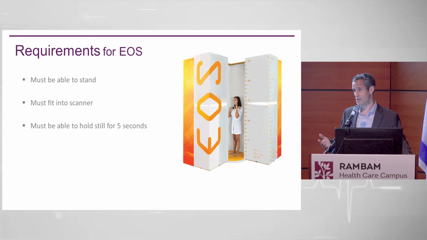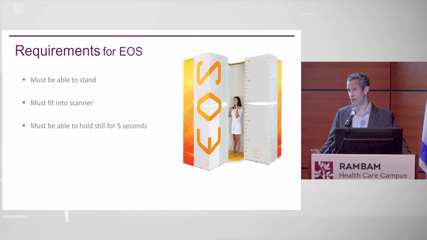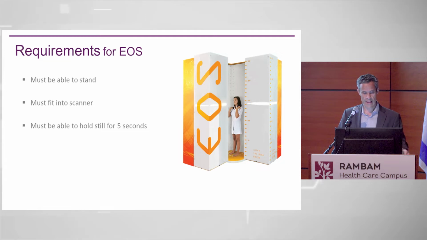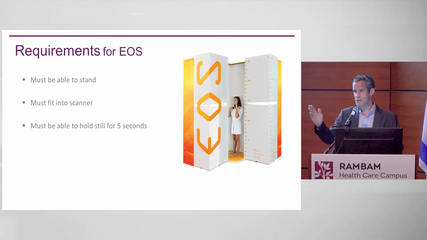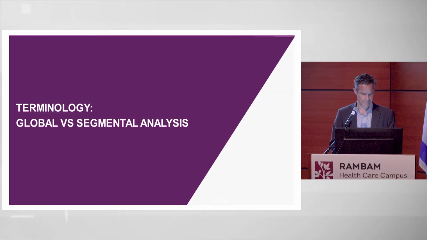The patients need to be able to stand up to be scanned. They must fit in the scanner. We have a few people that are so large that they can't fit in the scanner, but you really have to be big to not be able to do that. And you need to be able to hold still. If they don't hold still, there's some waviness in the image that can throw off your alignment measurements.